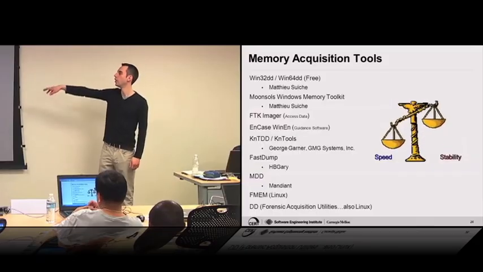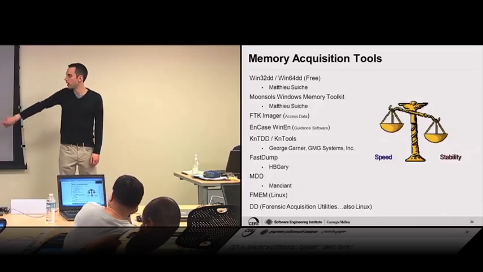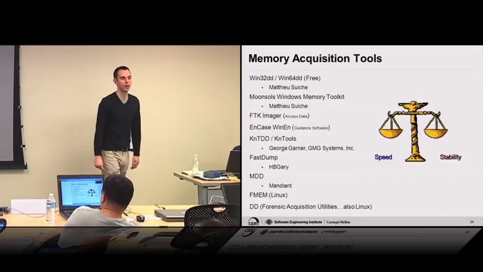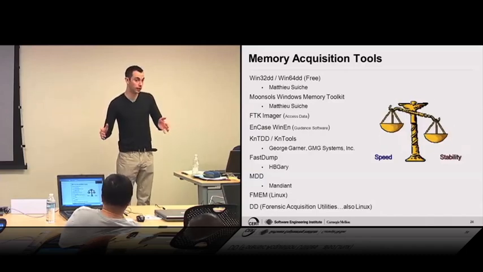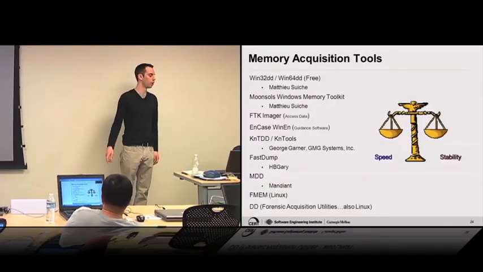But here's a list of tools. Some of them are free, some of them aren't. The one that I want to point out at the bottom there is the FMEM. FMEM is an open source Linux memory imaging tool that you can get online for free.